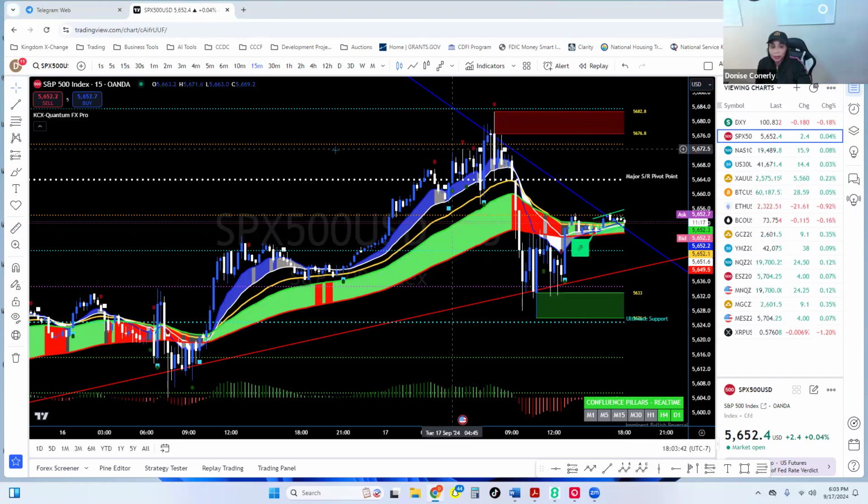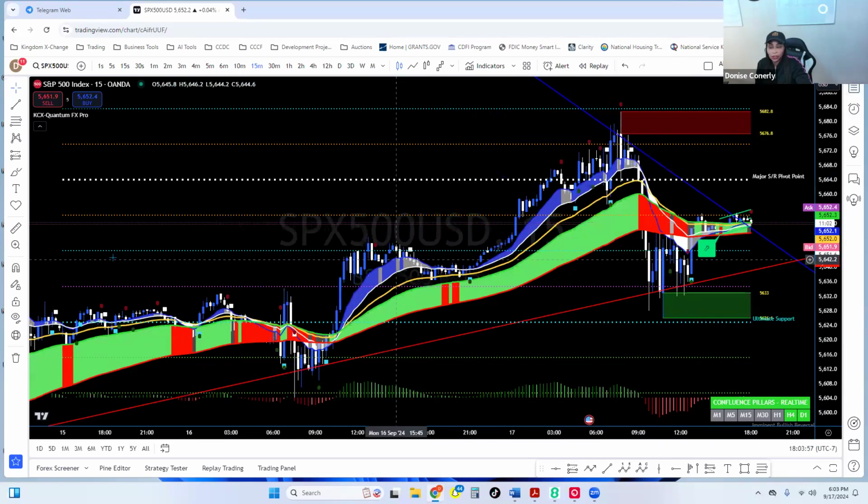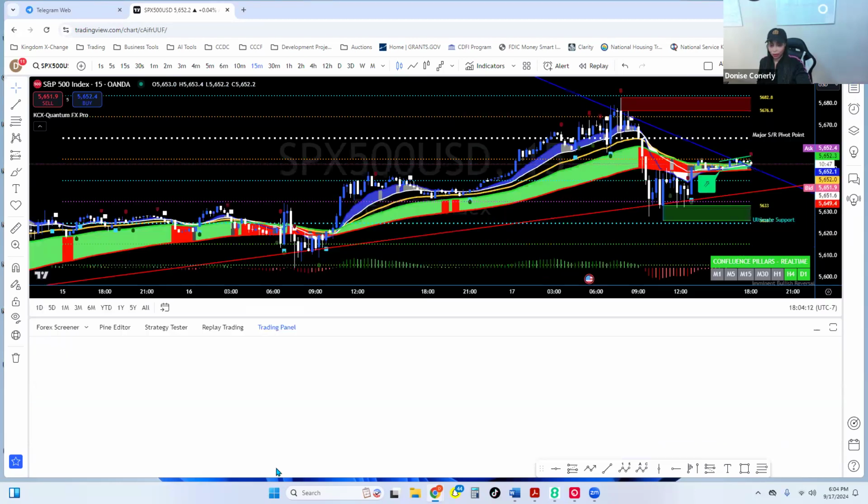Okay. So I'm gonna go through really quick, Tedra, how to connect your TradingView account to your Tradeovate account. So while you're inside of TradingView, you want to go down to the bottom that says Trading Panel. Go to the bottom that says Trading Panel and click on it.